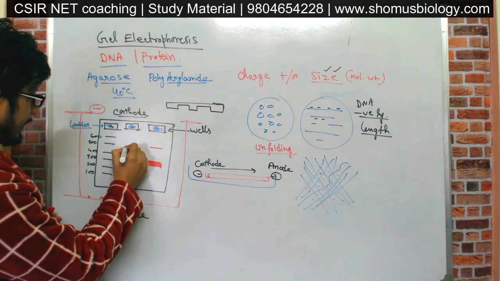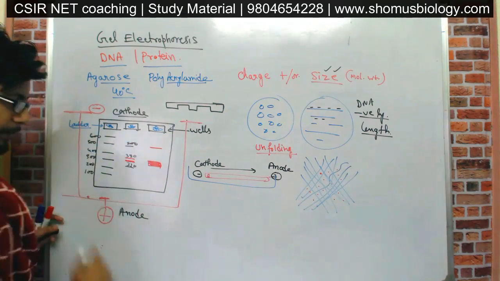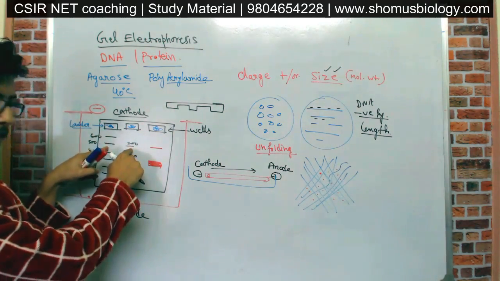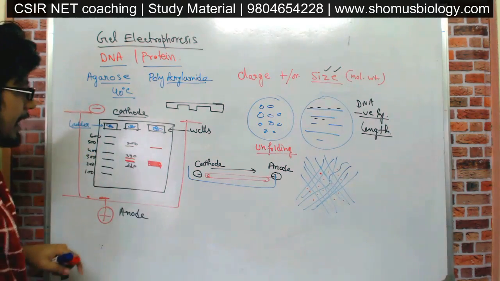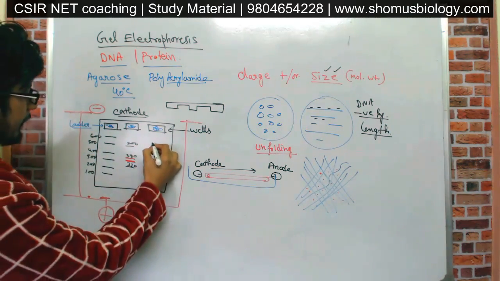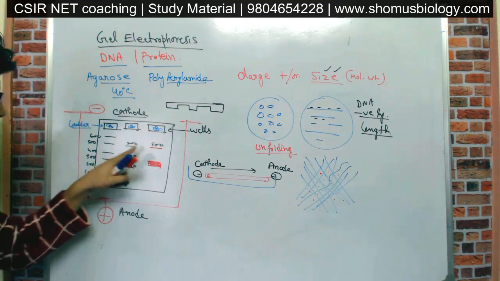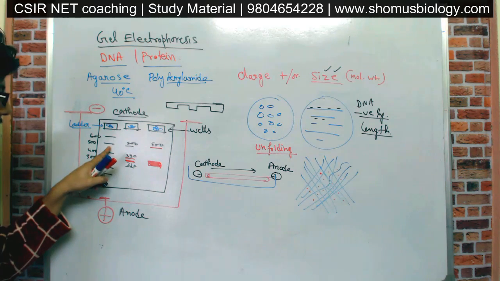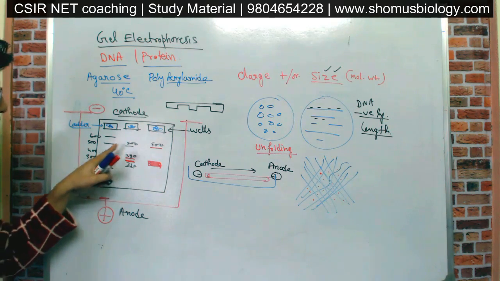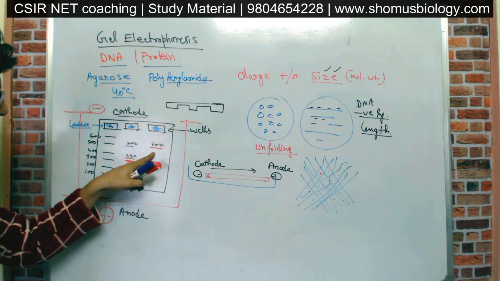Let's say you got another band in here, then you can say this is a 500 base pair band by comparing it with the ladder sequence, the known sequence. And here we have another band, again 500 base pair, because it travels exactly the same length as the known 500 base pair fragment. So this is a 500 base pair length of the DNA fragment.